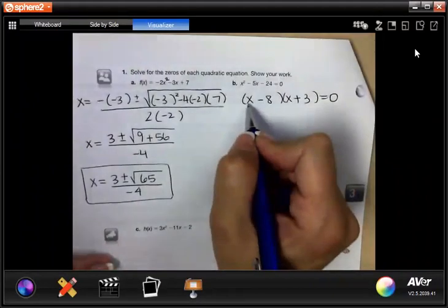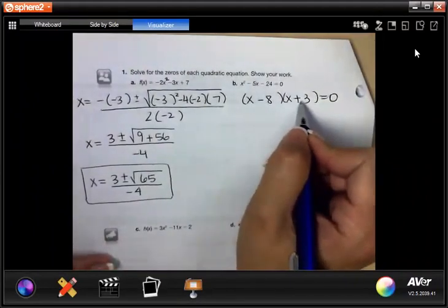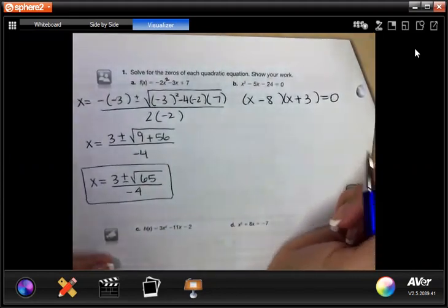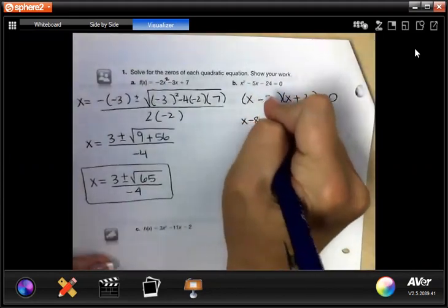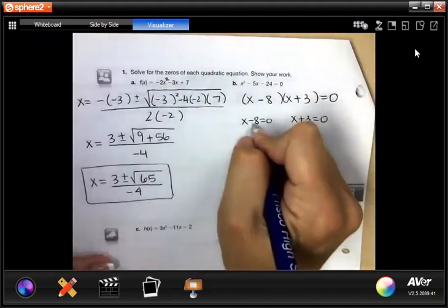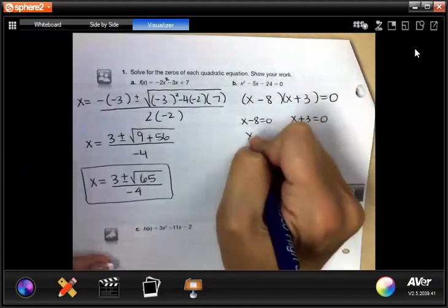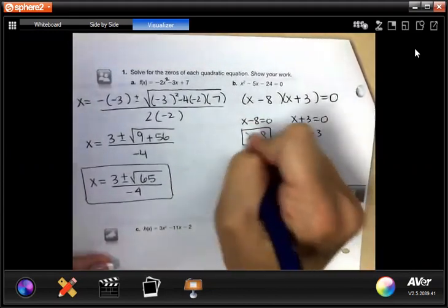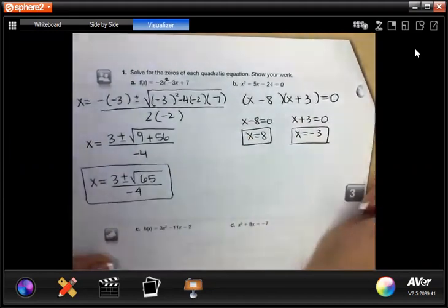And so this is x minus your first root and x minus your second root. So we know that the roots are 8 and negative 3. Or you can take each one and set it equal to 0 and solve. So you would add 8 here and you would subtract 3 here. So there are our two roots.